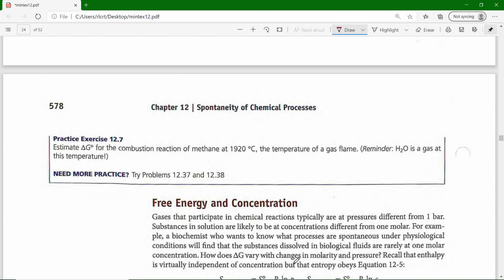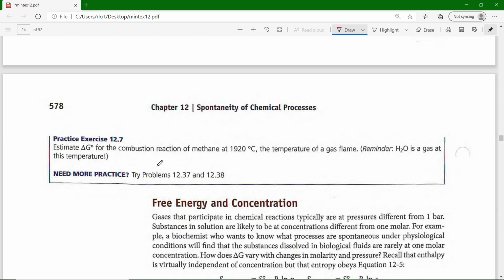Estimate delta G naught for the combustion reaction of methane at 1920. We just looked at methane. Oh, but H2O is a gas here. Oh, really? Okay, well, let's try it. Why not? You could see that I was really enthusiastic about doing that one, wasn't I?